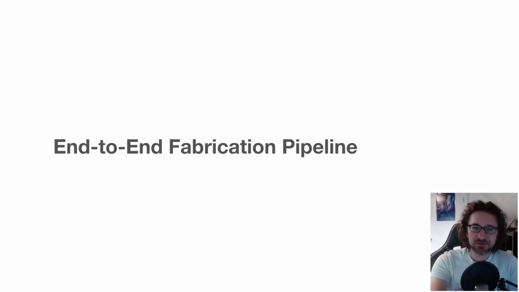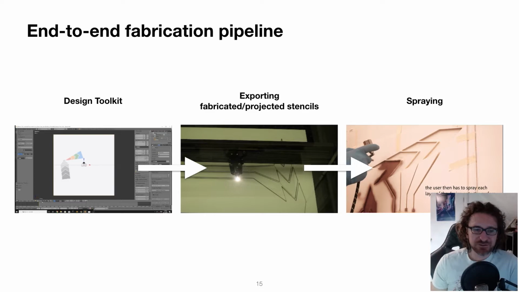All right, so now we have all our basic techniques and our basic functionalities at hand. So how does this full end-to-end fabrication pipeline exactly look like? So, and this is in 3 steps. So we start on the left-hand side with the design toolkit. So we can create a digital model of our object that we want to make interactive. And then we can add functionality and designs to it.